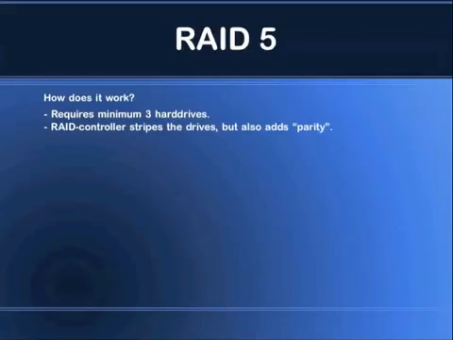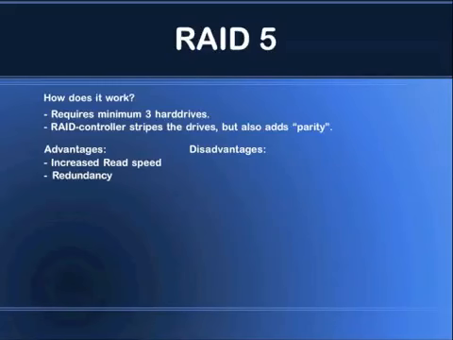Parity is the end result of a comparison between sets of data written to different drives. I'm going to show you in my example. Hopefully it's going to be understandable, but we'll see about that. The advantages of RAID 5 are that you have increased read speed and also redundancy. And the disadvantage of RAID 5 is capacity yield.